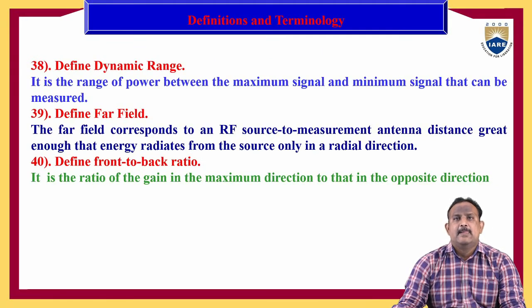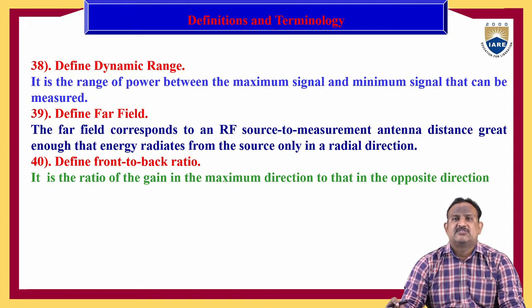Define dynamic range. It is the range of power between the maximum signal and the minimum signal that can be measured. Define far field. The far field corresponds to an RF source to measurement antenna distance great enough that energy radiates from the source only in a radial direction, which is known as the far field.